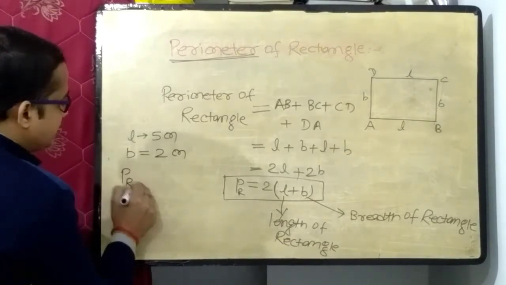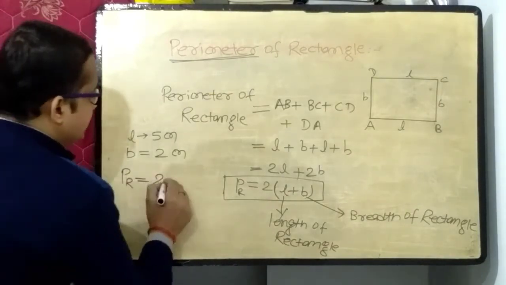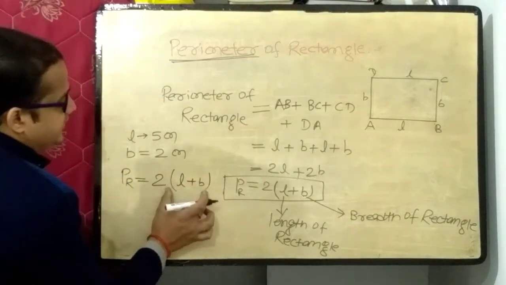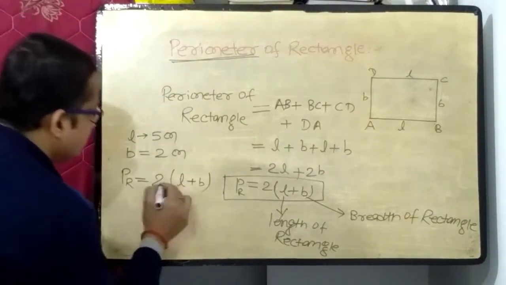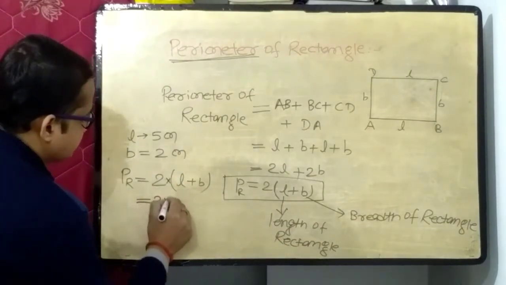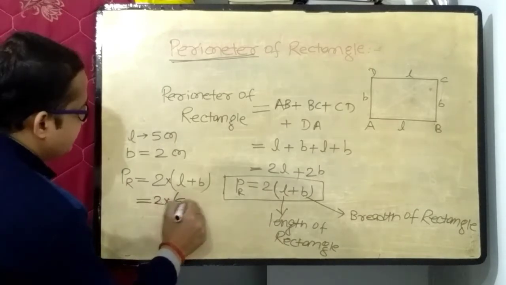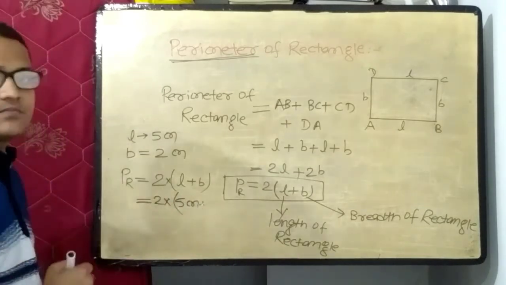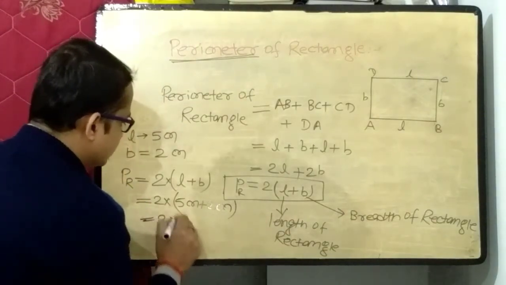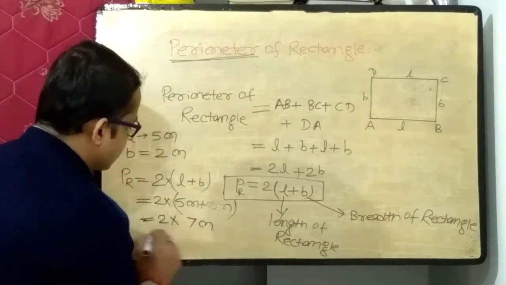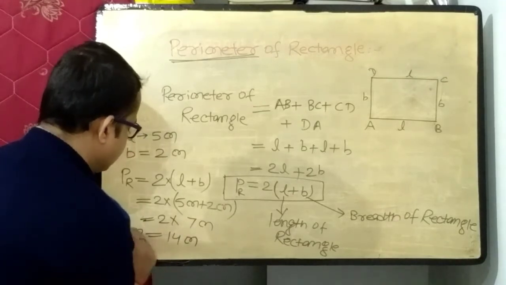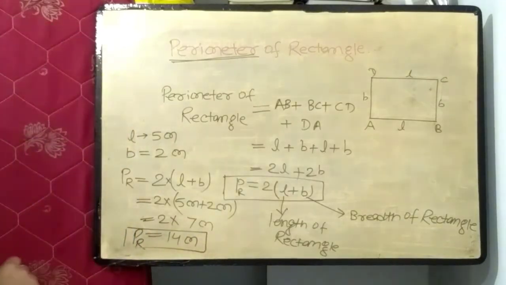So what is the formula? Perimeter of rectangle equals twice multiplied by length add up breadth. You have to consider this. Then twice multiplied by length, 5 meter, add up breadth, 2 meter. So 2 into 5 add up 2 is 7 meter. That means 14 meter is the perimeter of the rectangle.